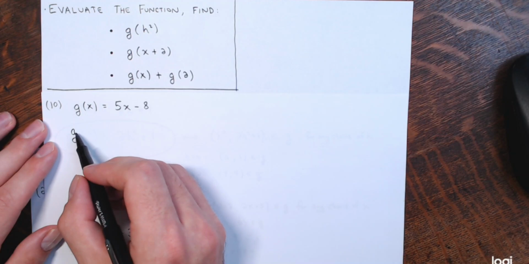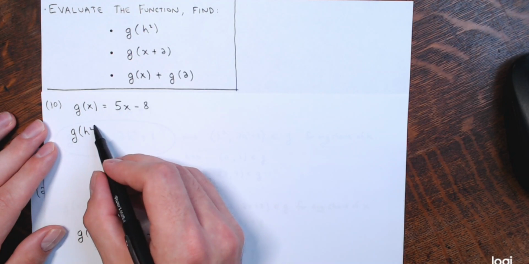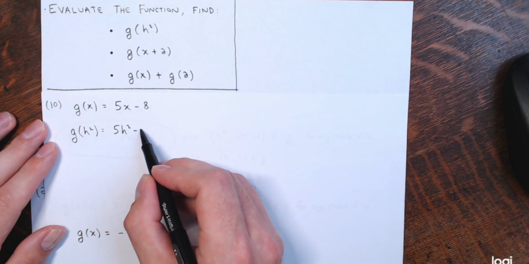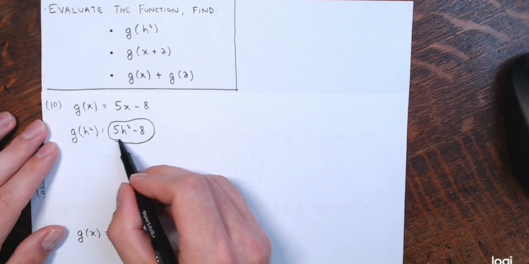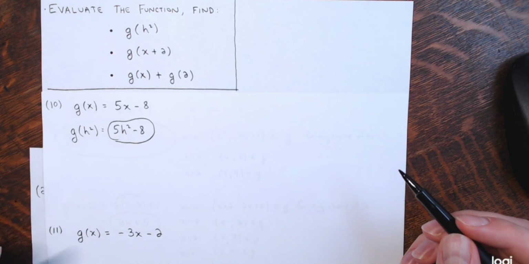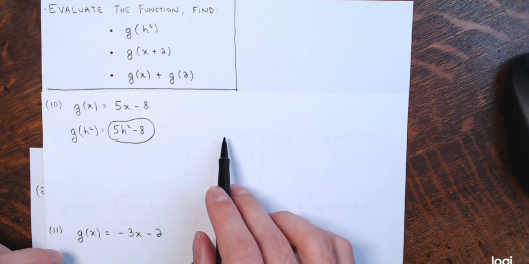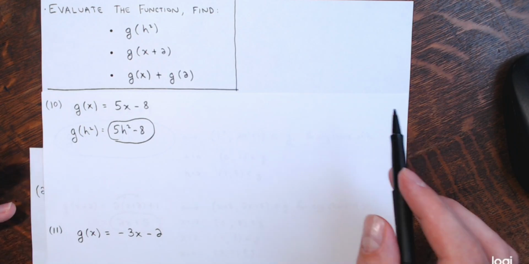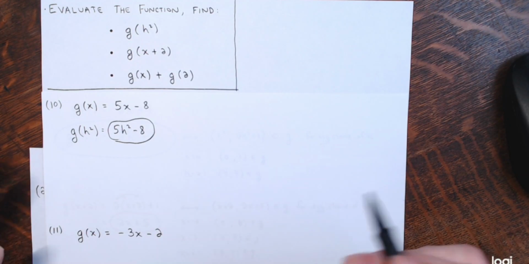So the first part's simple enough. What's G of h squared? All right, just replace x with h squared. That's 5 times h squared minus 8. And there you go. And I'll just leave it at that. Now you can write the ordered pair thing if you want. Right? This would mean that ordered pairs of the form h squared comma 5h squared minus 8 would belong to this function called g, but I'm not going to write all that anymore.